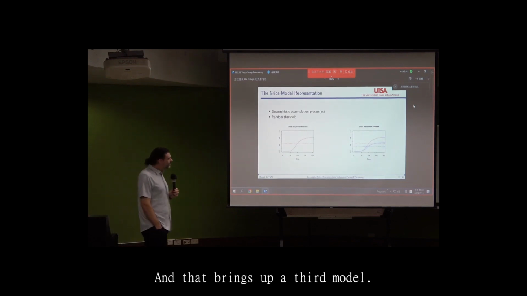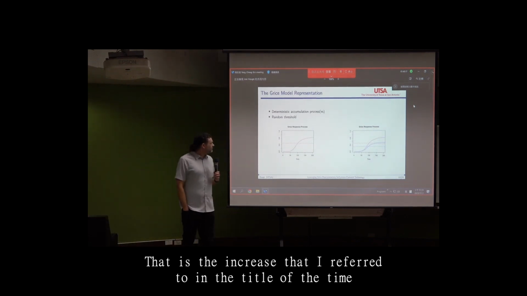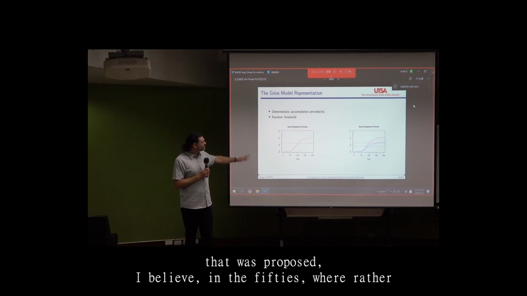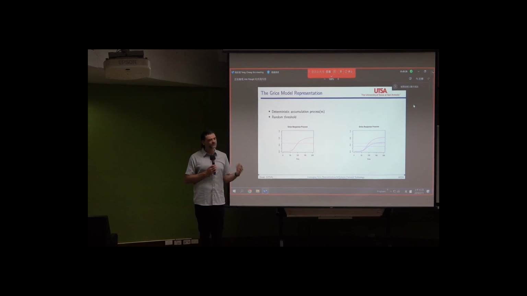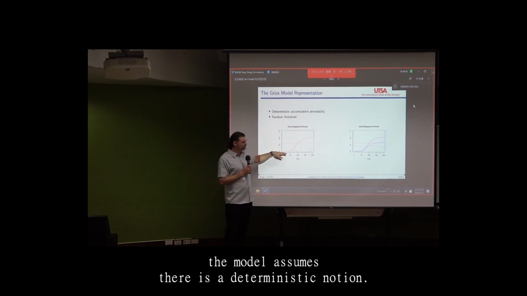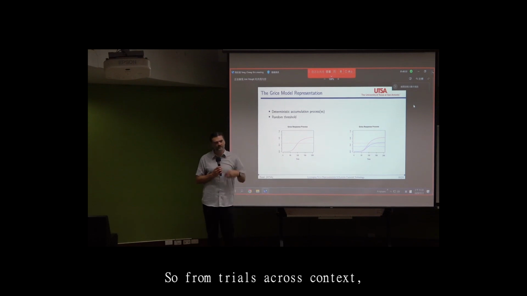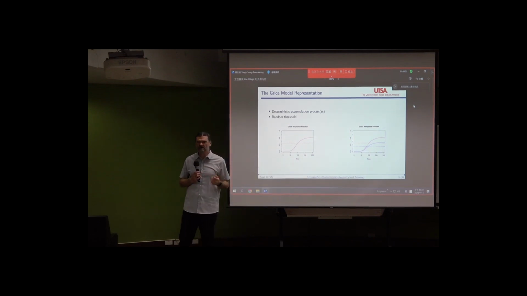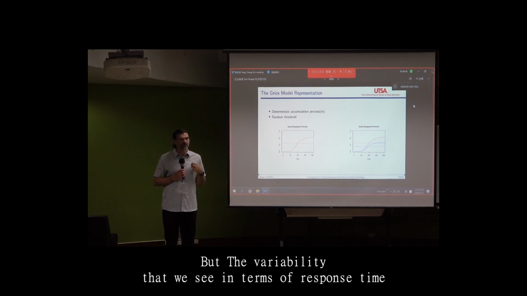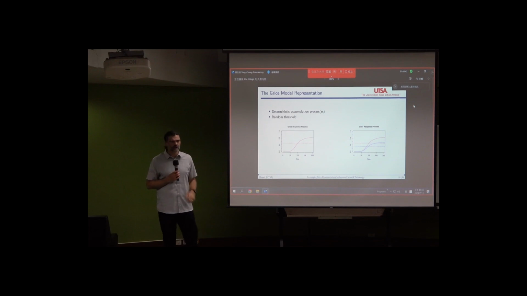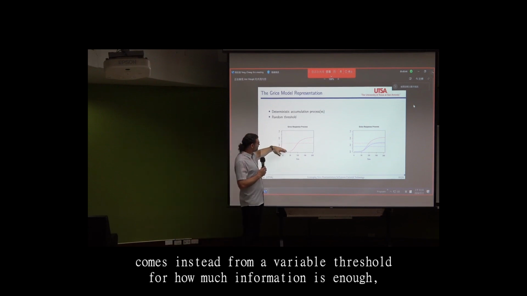That brings up a third model that is the GRICE that I referred to in the title of the talk. It was proposed, I believe, in the 50s, where rather than having a variable accumulation process of information, the model assumes that there's a deterministic accumulation process. So across trials or across contexts, the way I accumulate information is exactly the same. But the variability that we see in choices and response times comes instead from a variable threshold. So how much information is enough?